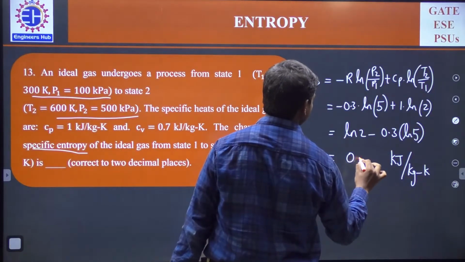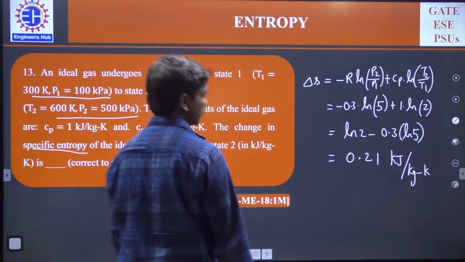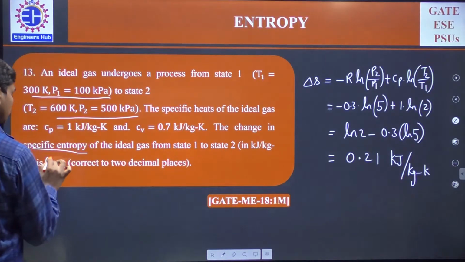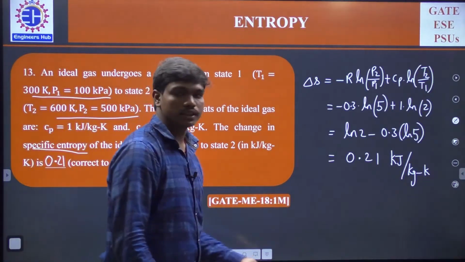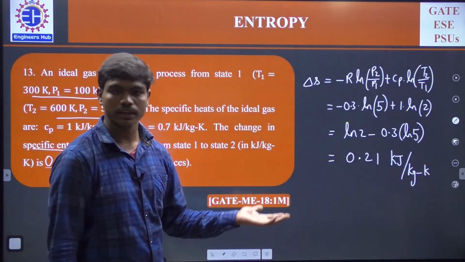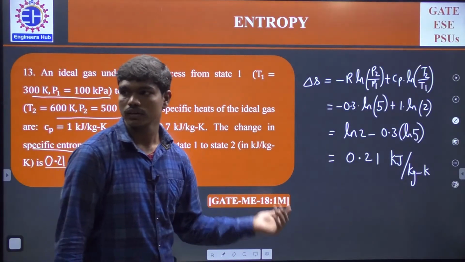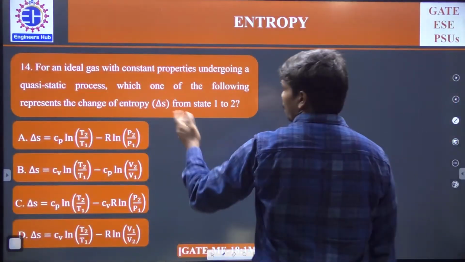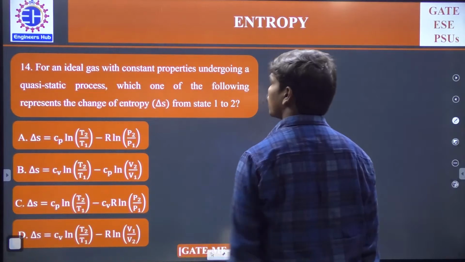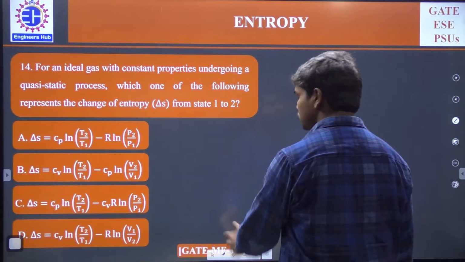Okay, so 0.21 kilojoule per kg Kelvin is the entropy change. Okay, and this question was asked in GATE 2018 for 1 mark. Nothing difficult here, it's a simple question that you could afford for. Then this, I think he's asking for the formula this time, and this was asked in GATE 2018 again.